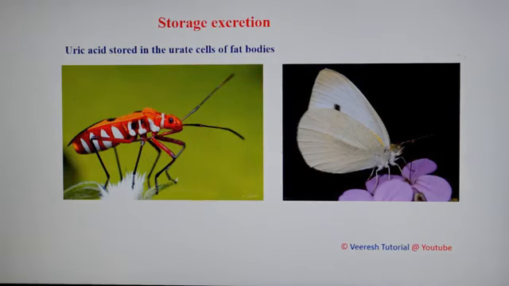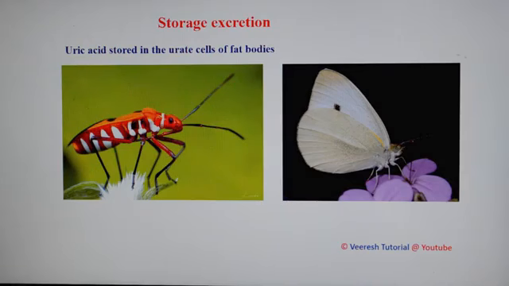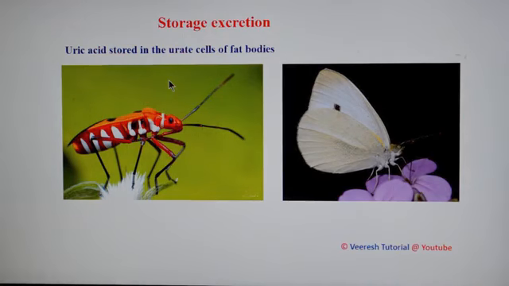Next one is storage excretion, where uric acid is stored in the urate cells of fat bodies in a harmless manner instead of being excreted. These waste products are stored in the body rather than eliminating them. In the cockroach, uric acid is stored in urate cells of the fat bodies, and it again utilizes that uric acid when it feeds on a diet which is deficient in nitrogen. And uric acid is stored in the body wall, which gives a white color pattern in the red cotton bug, whereas it is stored in wing scales, which gives white color in painted butterflies.